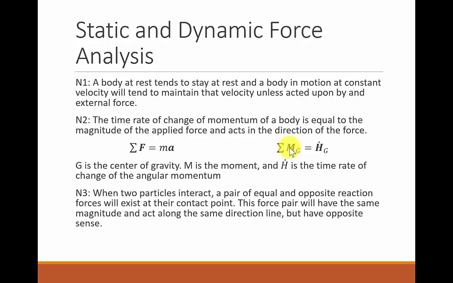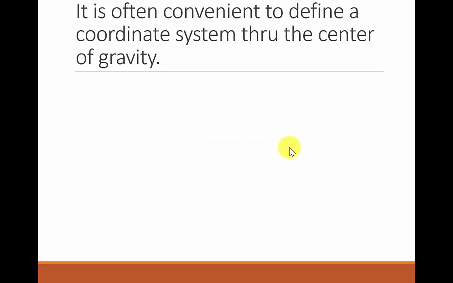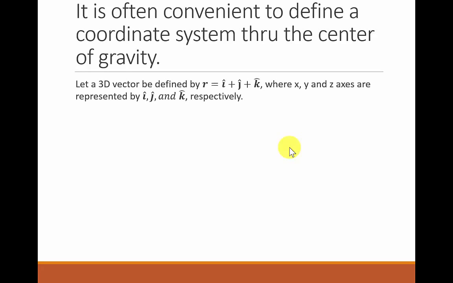Since the center of gravity plays into this equation, a lot of times it's convenient to define a coordinate system that has its origin at the center of gravity, so the coordinate system runs through the center of gravity. So let's define a 3D vector. We'll call it R, and we'll say that R is defined by I, J, and K. Each of these is orthogonal to the others, and I represents the x-axis, J represents the y-axis, and K represents the z-axis. From there, we're going to say that the sum of the forces in the x direction is equal to the mass times acceleration in the x direction.